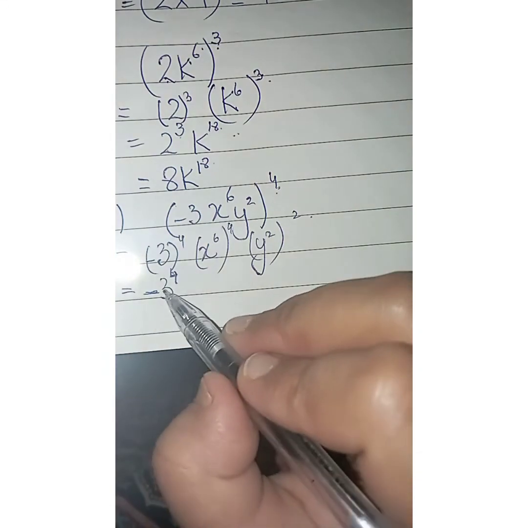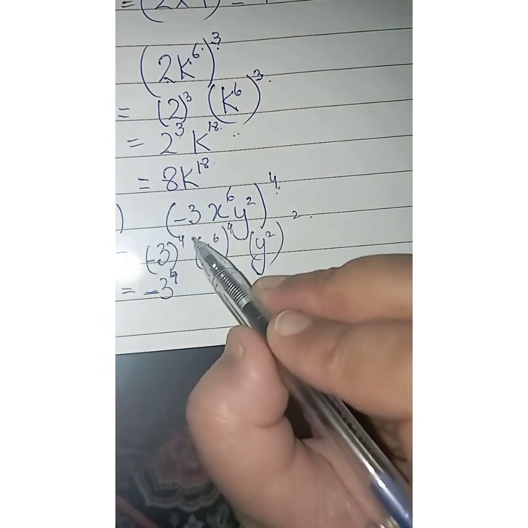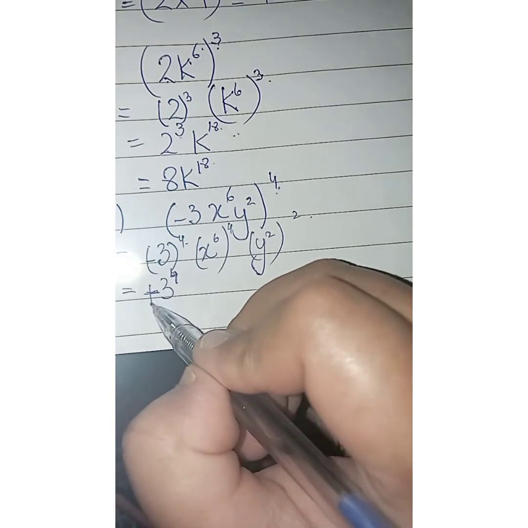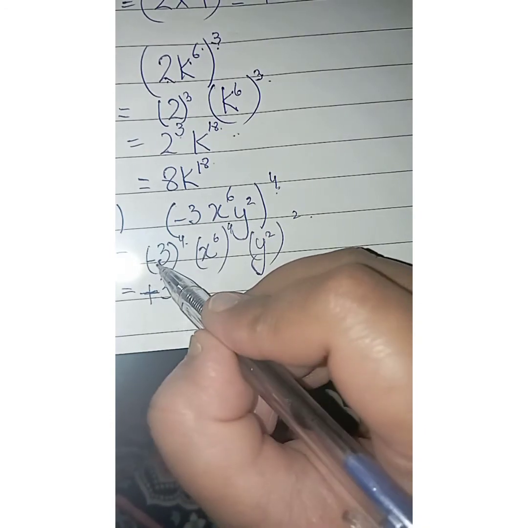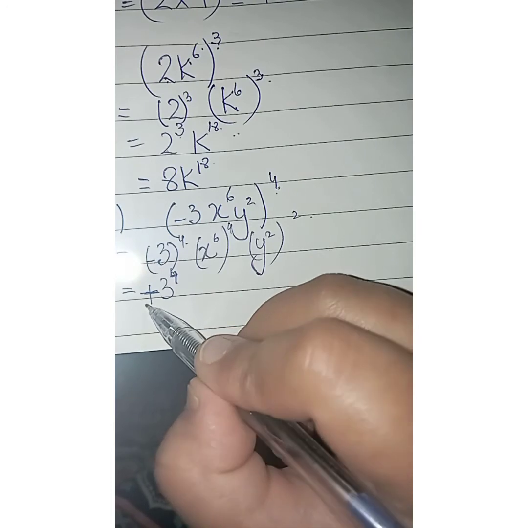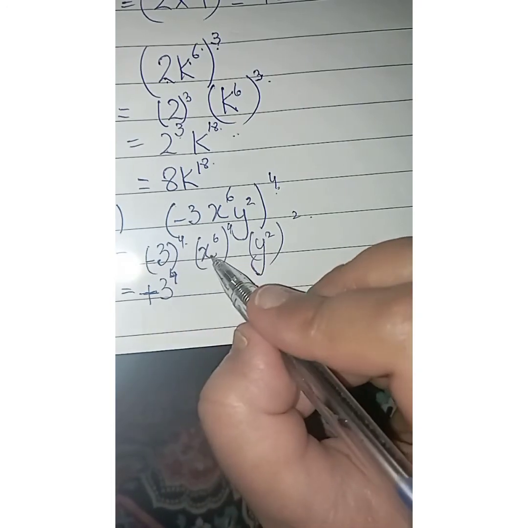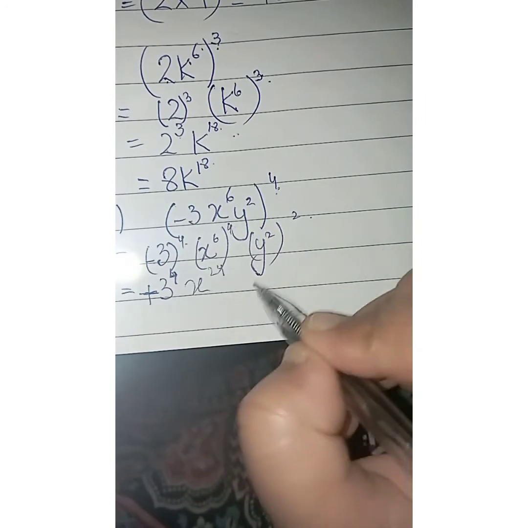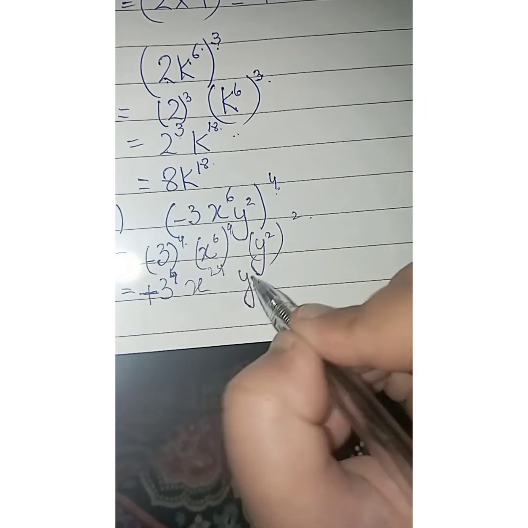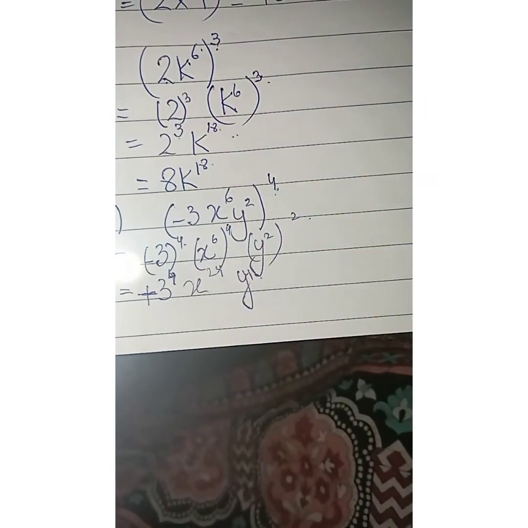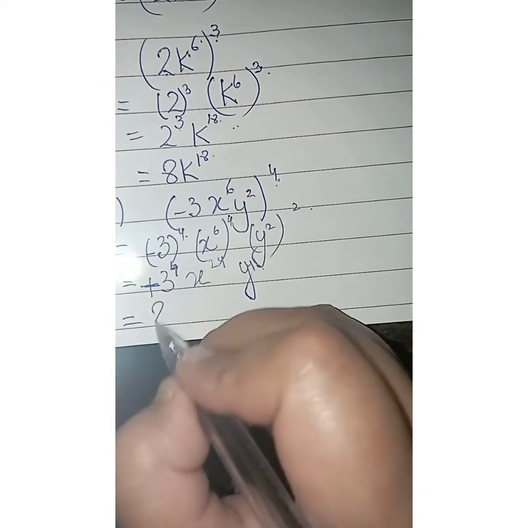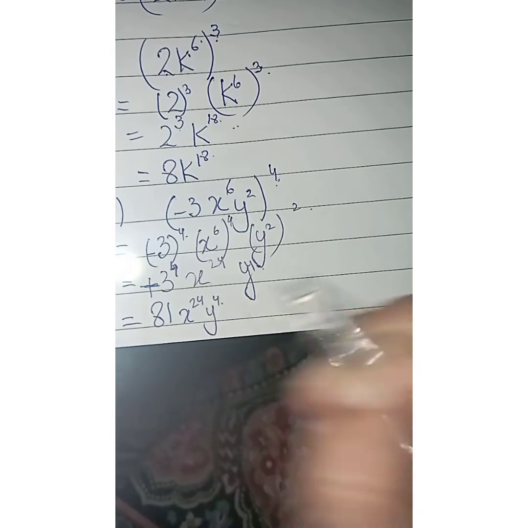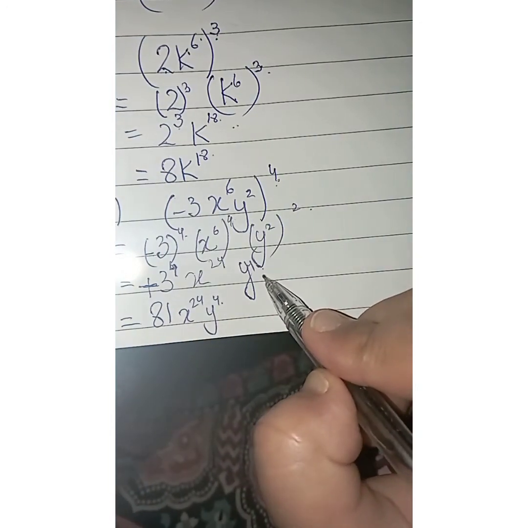And (-3)^4 means that when it comes to a negative number and the power is even, the power makes it simply positive. If it is a negative number, the even power makes the negative number positive. Then x^6 to the power 4 is x^24, and y^2 to the power 2 is y^4. So eventually we will have 3^4, which is 81, x^24, and y^4. But even here the answer is almost correct.